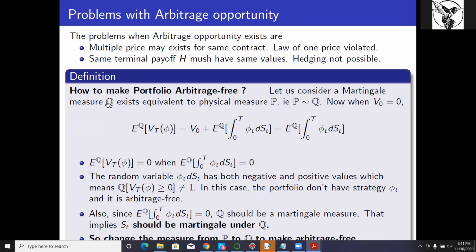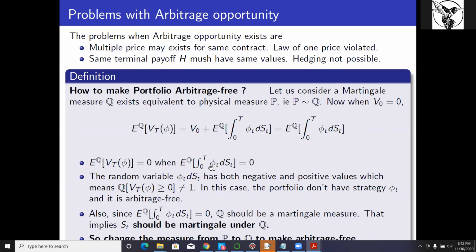Here I define the new measure as Q, which is equivalent to P. With that new measure Q, I can derive this expectation for the terminal portfolio value VT, which comes to the integral from 0 to T of phi T dS. This value will be 0 under this new measure Q, which is equivalent to P.